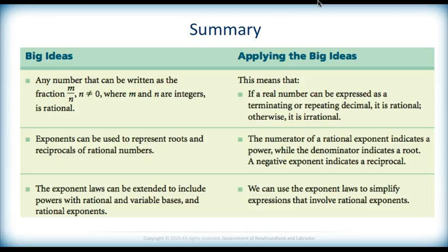In summary, we will now look at some of the big ideas that were covered in the last few sections that will be used in the laws of exponents. Any number that can be written as a fraction, where m and n are integers, is a rational number. If a number can be written as a fraction, or if the number is a terminating or repeating decimal, it is a rational number. If a number does not fall into one of these characteristics, it is irrational.